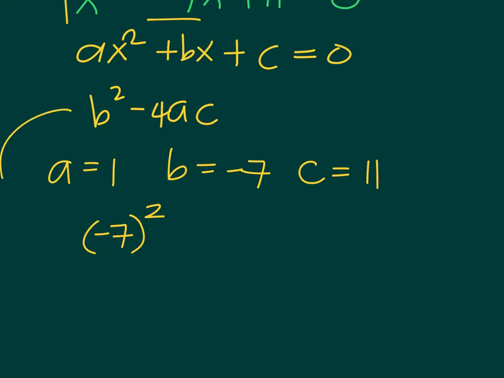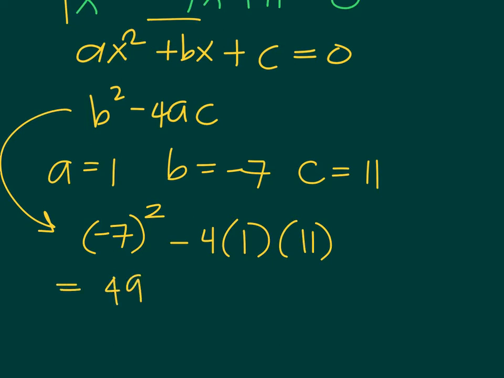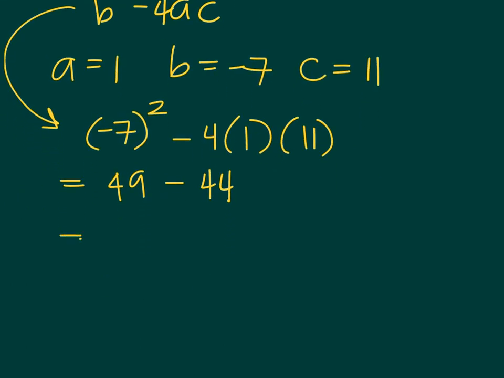Okay, so here you can see negative 7 squared minus 4 times a, that's 1, and then c is 11. Compute this value. This is 49. 4 times 1 times 11 is 44, so minus 44. 49 minus 44 is equal to 5. From here, you make a conclusion. This is greater than 0, a positive number.